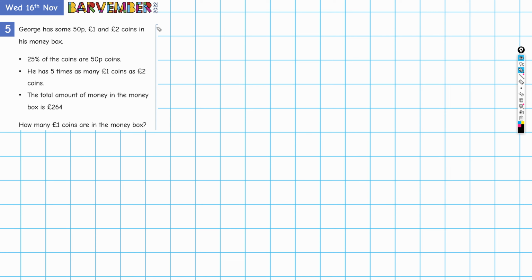Okay, this is a problem that reminds me of one from the first week of this year's Barvember. If I remember, I will try and link to it in the description, which tells me that I am probably going to answer it slightly differently from White Rose Maths, because if I recall correctly, I drew it a different way. It was the one with the small, medium, and large boxes, but this looks very, very similar. So I'm going to draw it the way that makes sense to me.